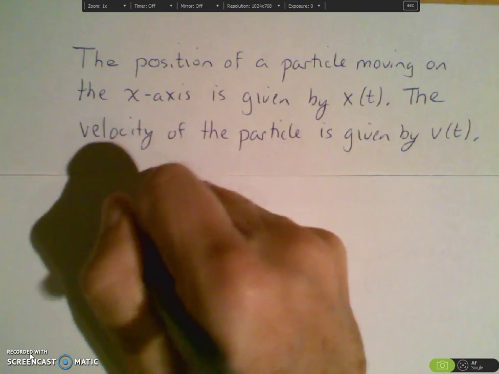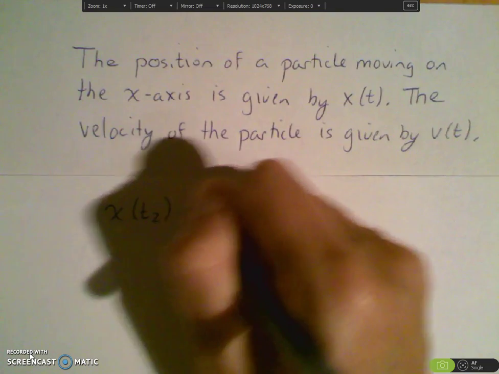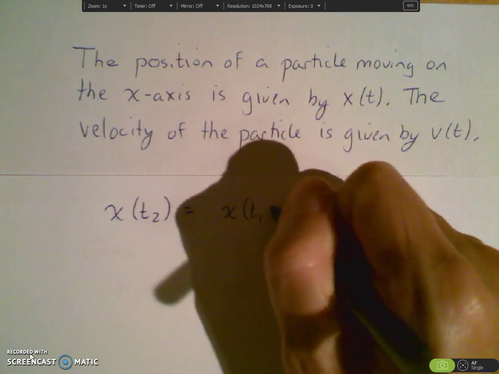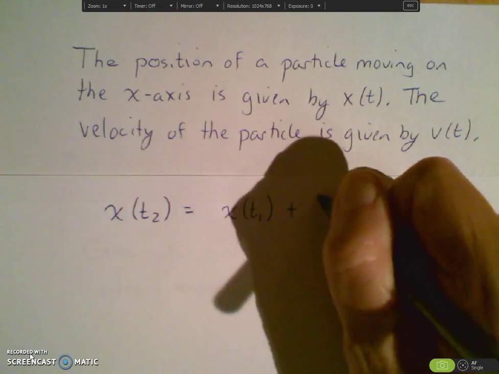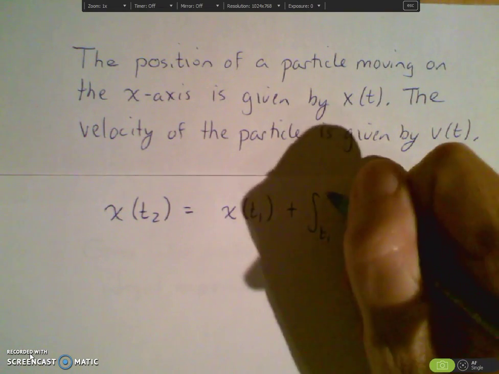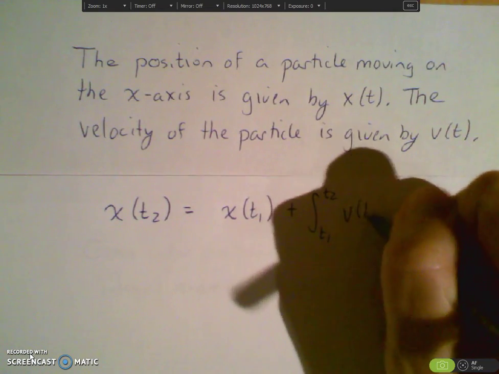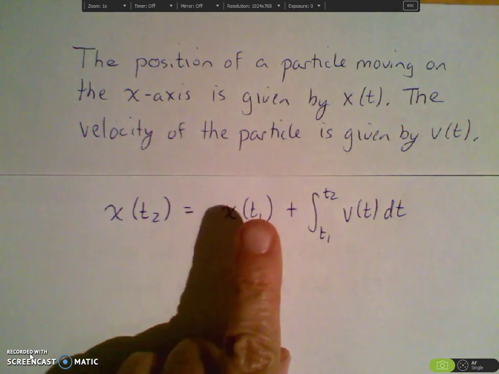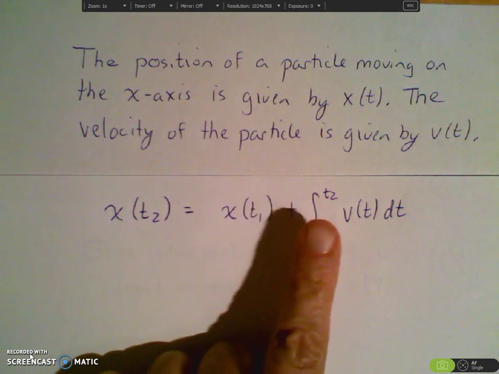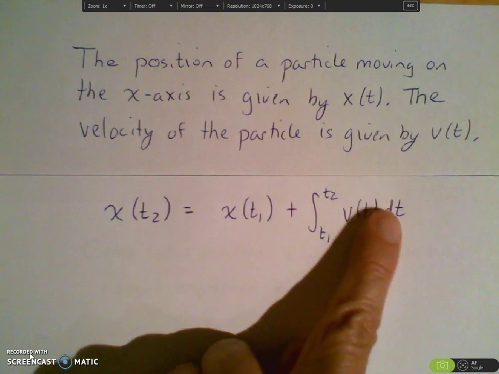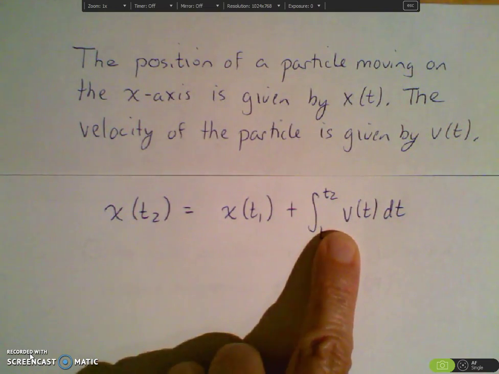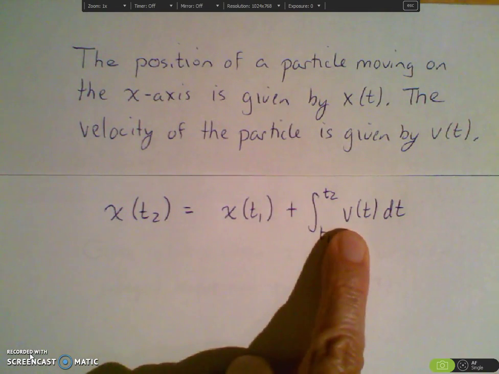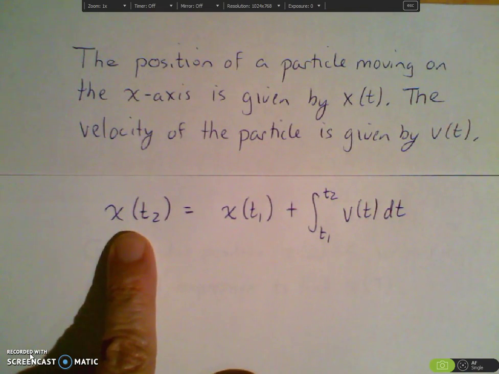To find a new position, x at t sub 2, what we need to do is take the initial position, x of t sub 1, and add to it the integral from t sub 1 to t sub 2 of v of t dt. Notice, this is the initial position, and this integral here represents the displacement or the change in position. If you take the old position and add the change in position, you're going to get the new position.